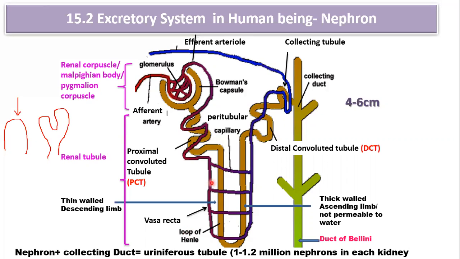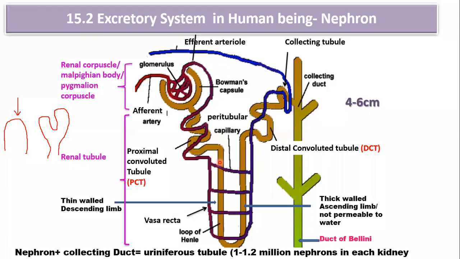So blood is going to flow in one direction, whereas the urine is going to flow in the opposite direction in the case of Henle's loop. This is known as the counter current mechanism, where both the fluids are going to move in opposite directions.